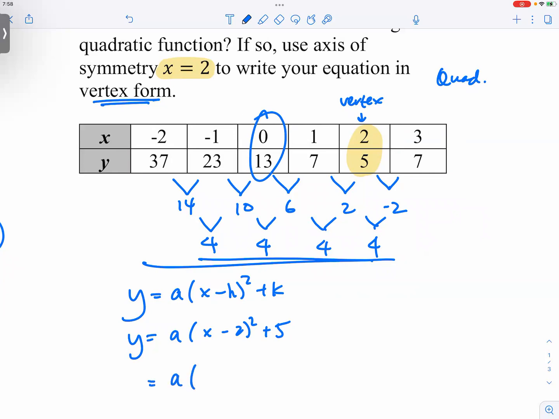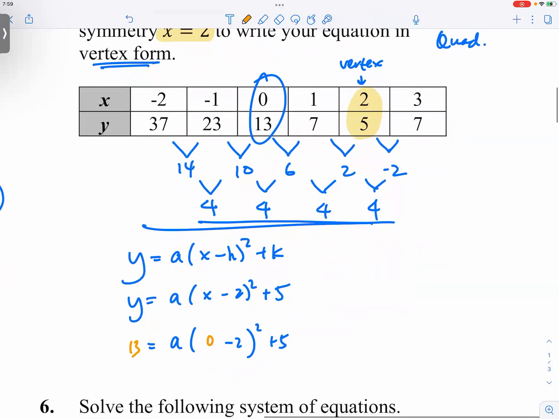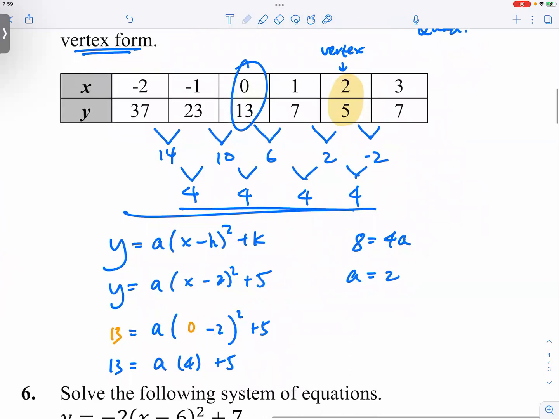So I'm going to go ahead and plug in my 0 and 13. Okay, so 0 and 13 right here. And I'm going to go ahead and compute my a value. And we say, oh, yeah, what's the a value here? 0 minus 2 is -2. -2 squared is 4. Okay. And then you subtract 5 on both sides. So you get 8 is equal to 4a. So a is equal to 2.